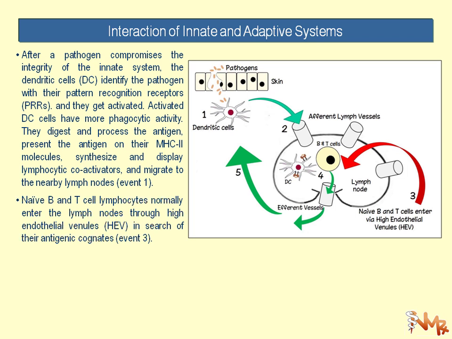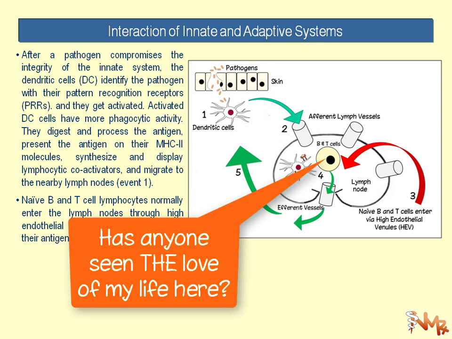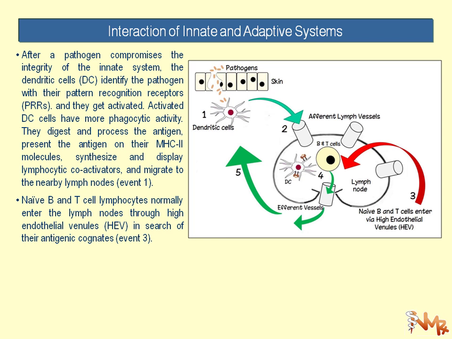Now, naive B and T cells, more specifically lymphocytes, have already arrived at the lymph nodes. How do they arrive at the lymph nodes? They get into the lymph nodes via the so-called high endothelial venules, HEVs. And they stay in each lymph node for a while to see if they can encounter the antigen or the epitope that they are designed to identify. So let's call these their antigenic cognates.